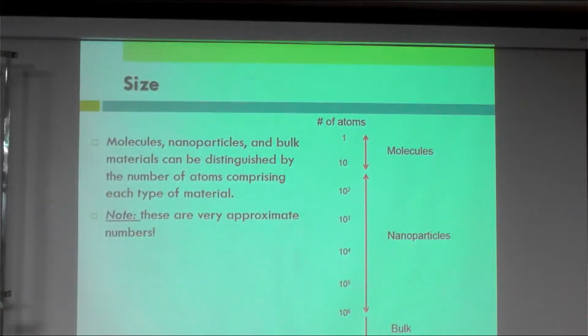So for example here, molecules, nanoparticles, and bulk material can be distinguished by the number of atoms comprising each type of material. Here, a number of atoms from 1 to 10 we consider as molecules, 100 to 1 million is nanoparticles, and above that is bulk. This is just an approximate number in general.